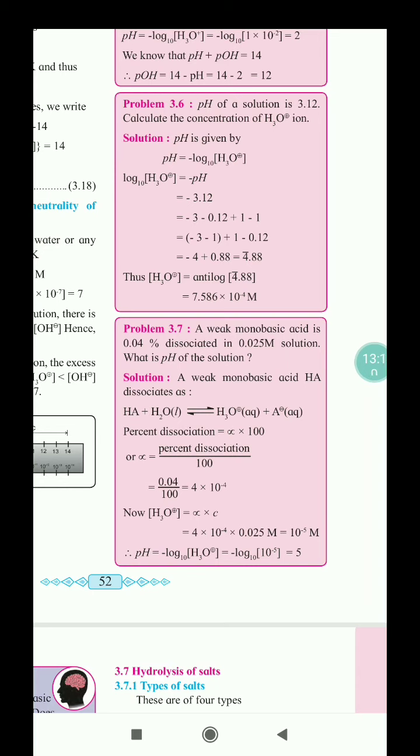So pH is equal to minus log to the base 10 of hydronium ion concentration, that is minus log to the base 10 of 10 to the power minus 5, which is equal to 5. So the pH of the solution having percentage dissociation 0.04% and 0.025 molar concentration is found to be 5. So on the basis of these problems, you have to solve some problems given below.